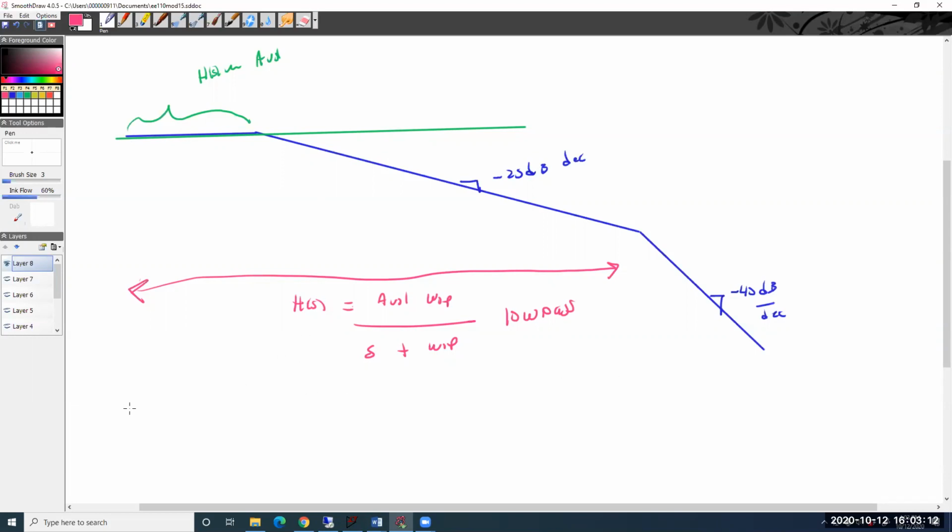And then between here and here, it's second order. I see a break, so it's got to be second order. Now, where does this behave like an ideal integrator? Well, an ideal integrator is some number over S, right? So where do we get that?